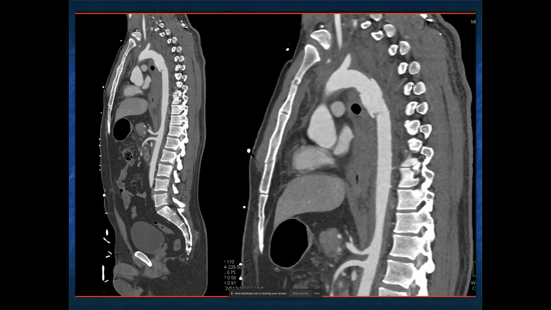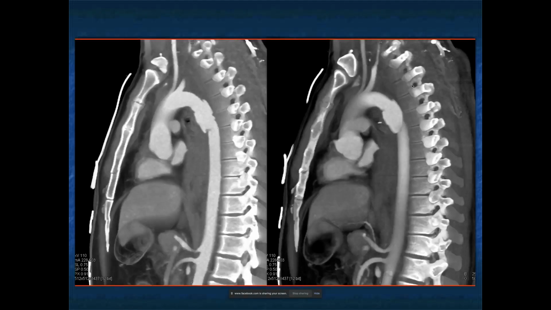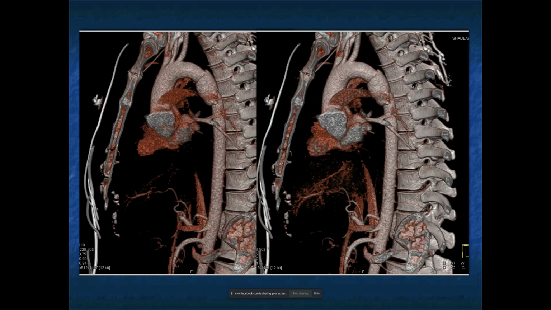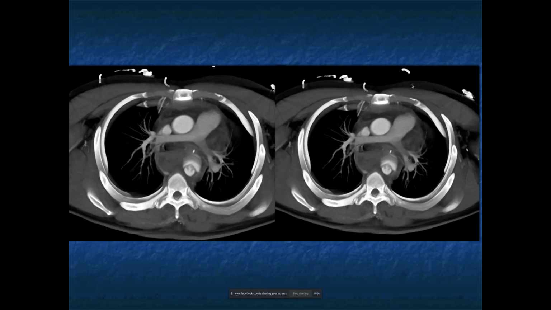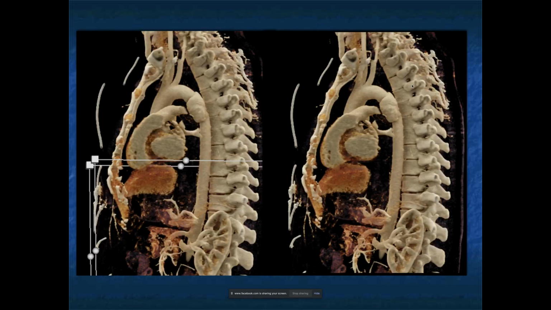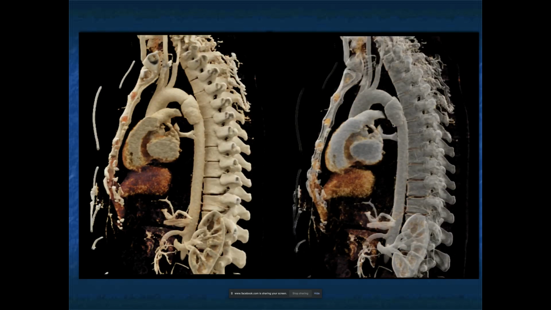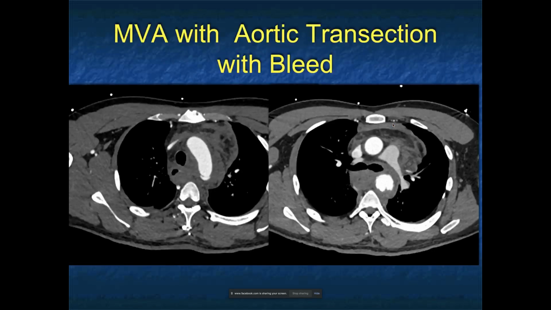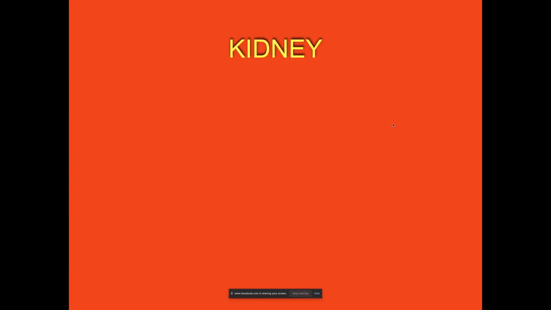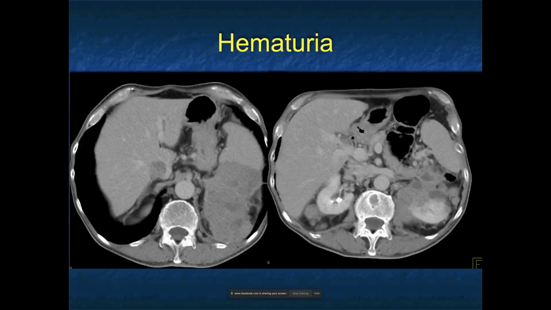Here it is again on the sagittal view. Just a beautiful example on the volume rendering with grayscale and with color. Again, just a beautiful example of transection. And here it is again, the multiple components, like almost looks like 2 tubes that are broken apart, which is the case if you think about the aorta as a tube. And again, nicely showing you the aortic transection post-MVA. A very nice case. Now let me end this with a couple of kidney cases, patient with hematuria.